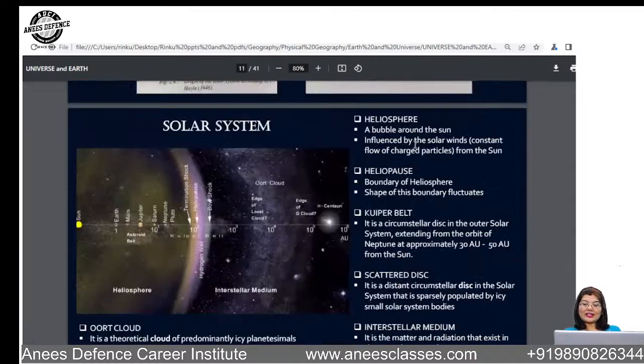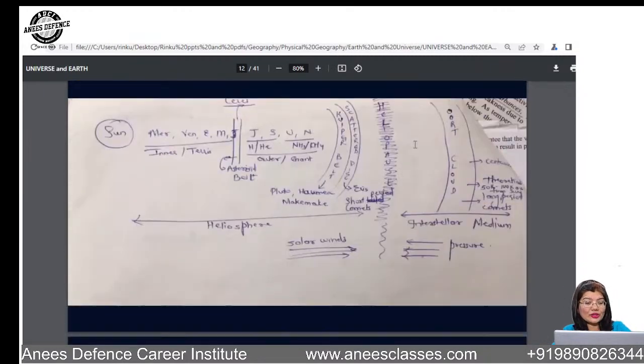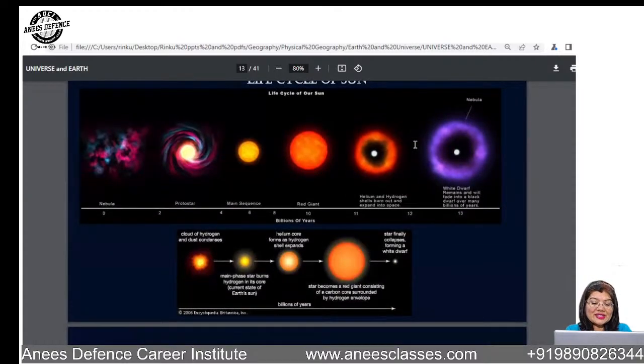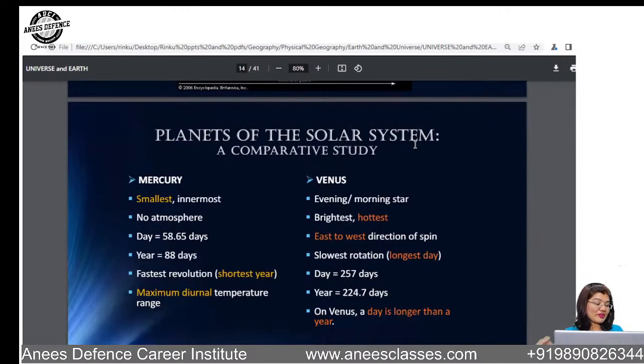And then lastly, we had checked out the solar system, the placement of the planets, and the sun and the various interplanetary disks and other stuff, along with the life cycle of the sun. So remember that the sun forms a white dwarf. Please remember the end stage of the sun. It does not form a supernova, it forms a white dwarf.